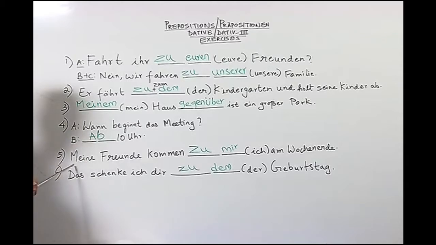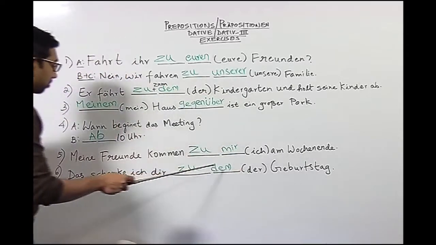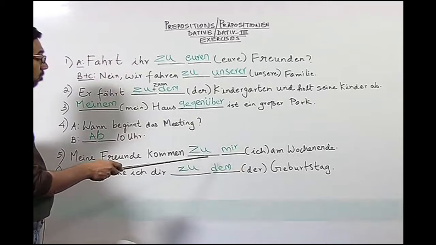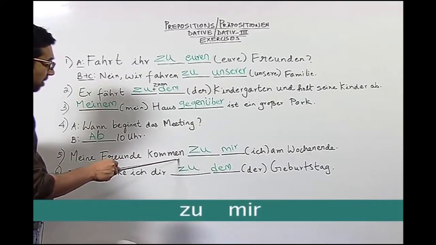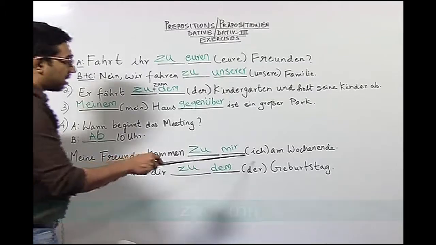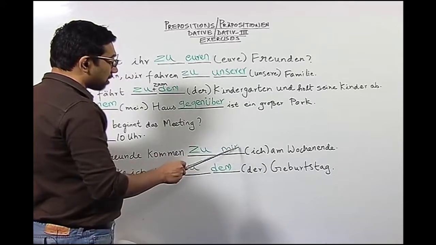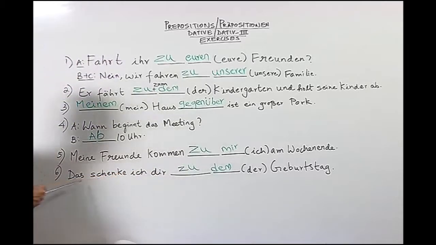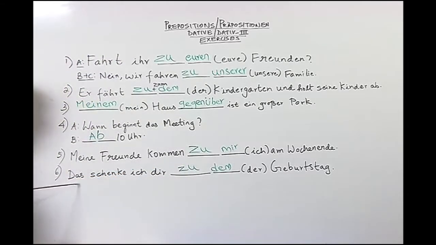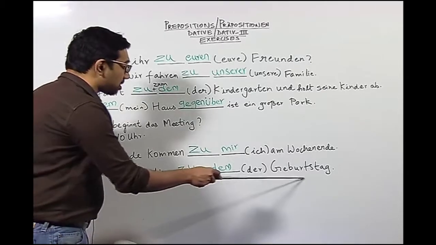Now in sentence number 5 we have meine Freunde kommen zu mir am Wochenende. Here also the student wrote the correct preposition zu based on the verb kommen, which is again a movement verb, and here in bracket we have the personal pronoun ich in nominative, which the student converted into dative form, which is mir.